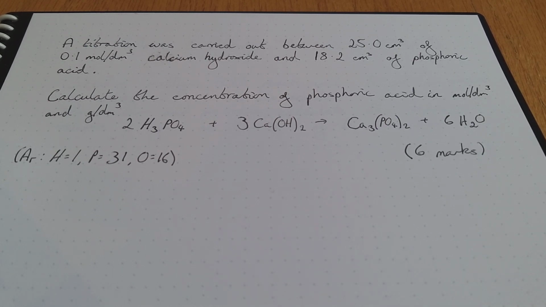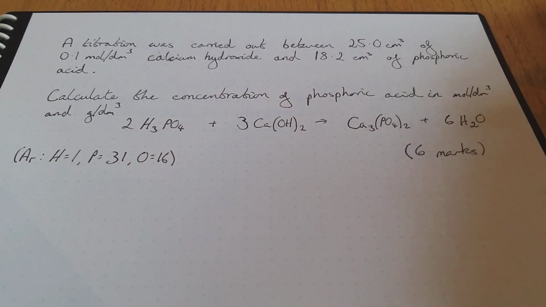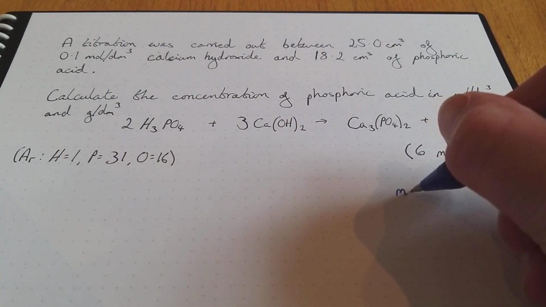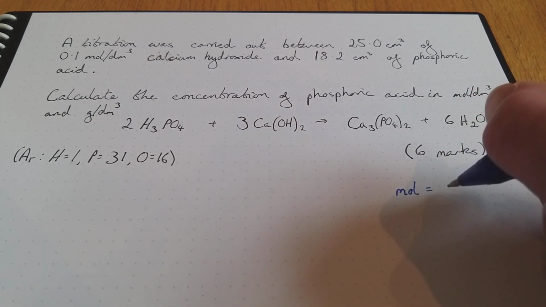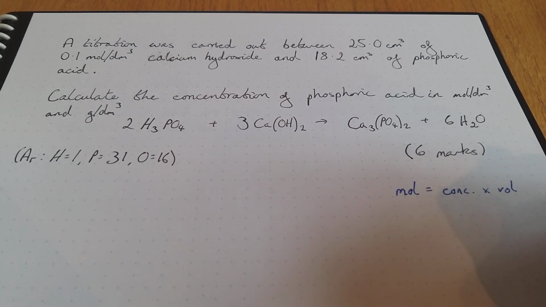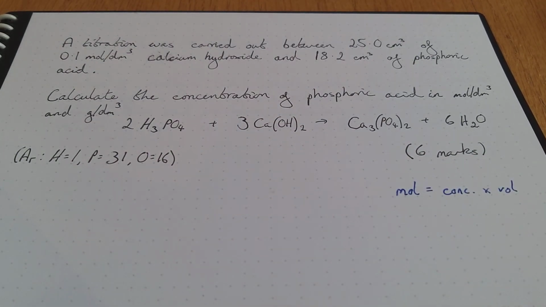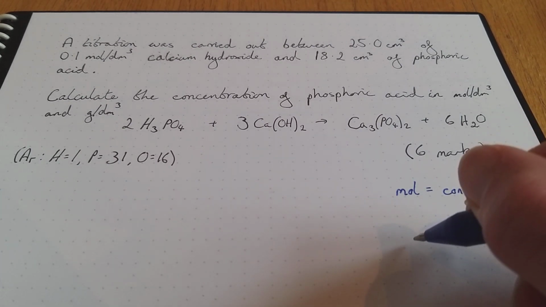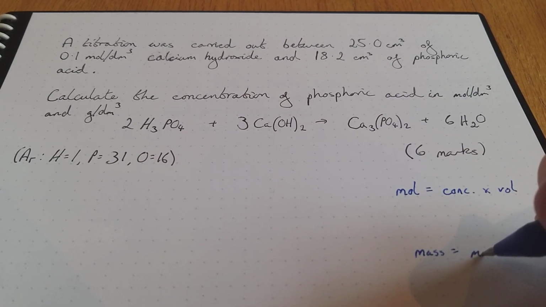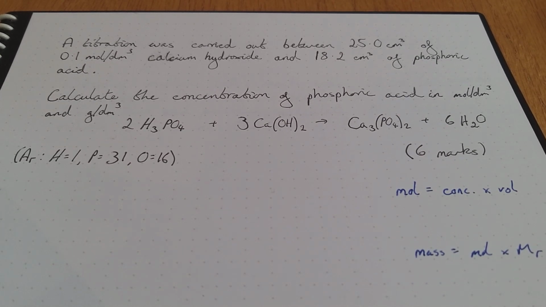So just as a little reminder before we start, the equations that we're going to need to use in this calculation, to start off with, we're going to be using the moles equals concentration times volume equation. And then when we come to do the grams per dm cubed, we're going to be using the mass equals moles times Mr, relative formula mass equation. So those are the two calculations we're going to be using.